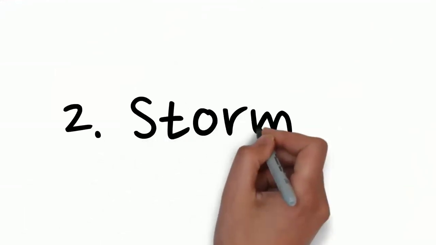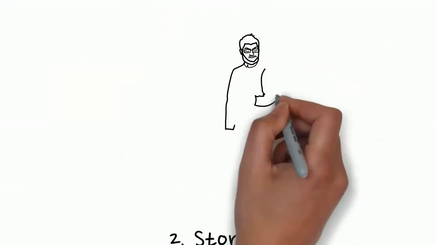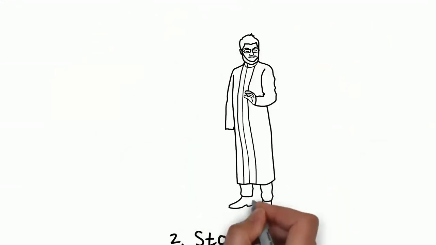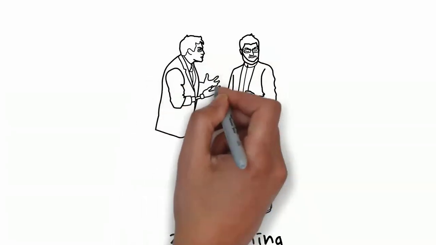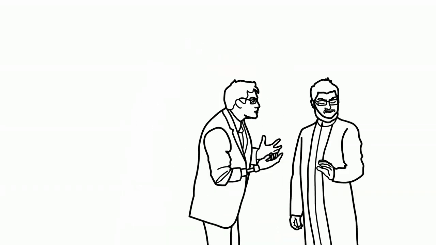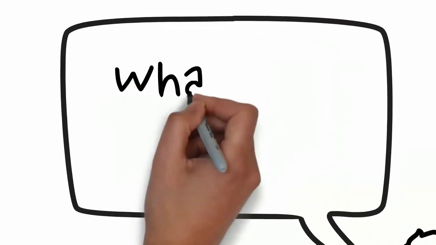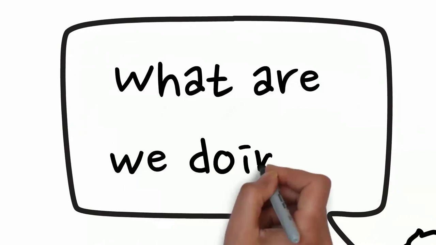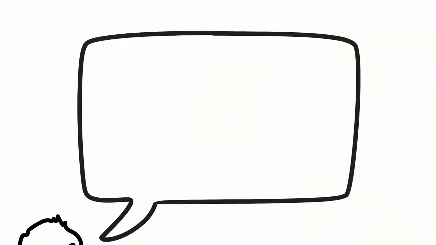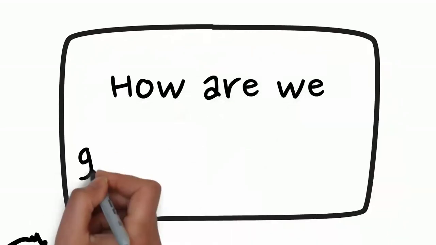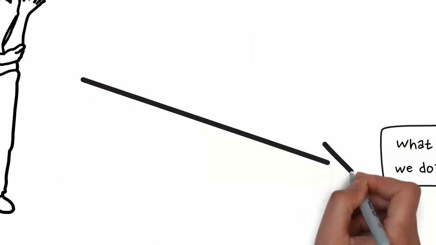Storming. Next, a team goes through the storming phase. People become more assertive as the honeymoon period of forming fades and they start to try and get things done. Individuals want to know exactly what needs to be done and how to go about it. Wrestles over roles, goals, and approaches to work are common at this stage. To help bind the team together, a leader needs to clearly define the overall mission or task, communicate the plan, and help to facilitate agreement on ways of working.